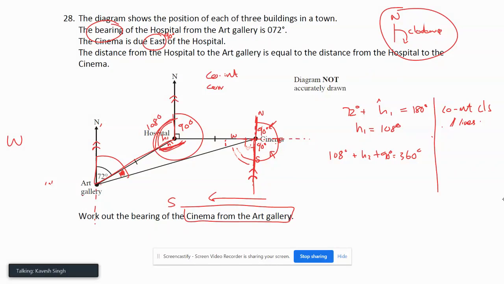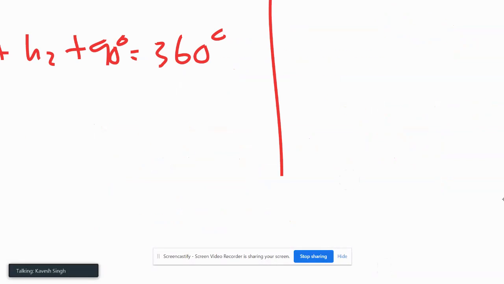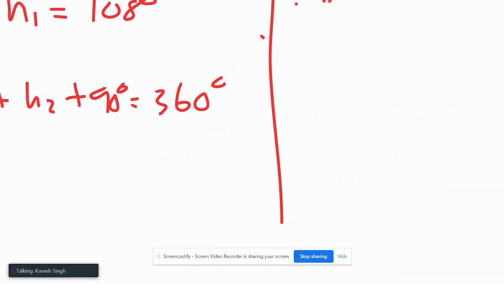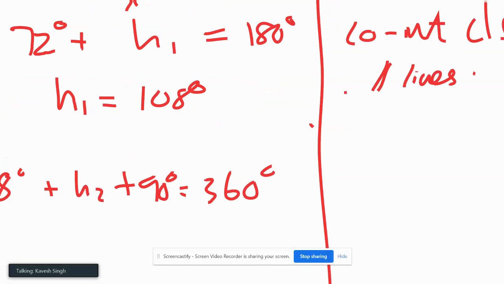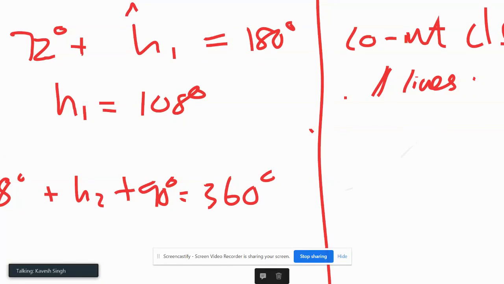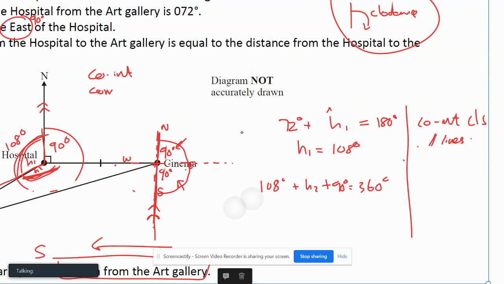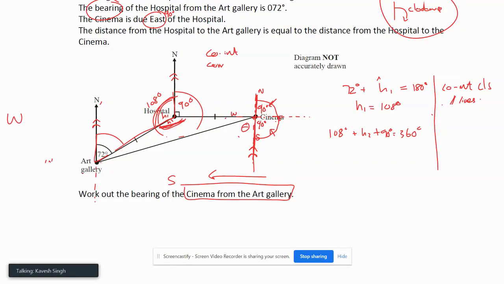So basically saying that in order to get my angle theta, let me just zoom out from here. In order to get my angle theta, this angle here, I need to find out what is this angle over here. Let's call it alpha. So we're going to find alpha. And that's what we're doing now. We're finding alpha. Once we find alpha, then we can find theta.